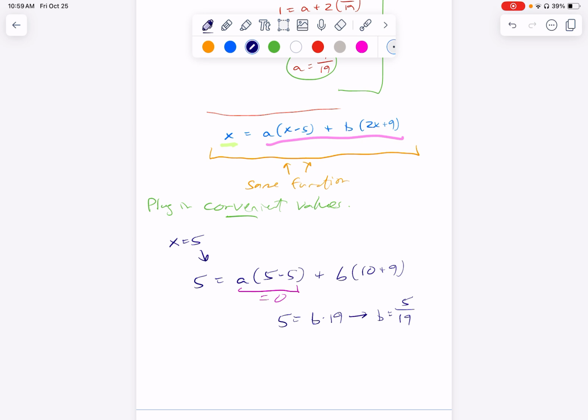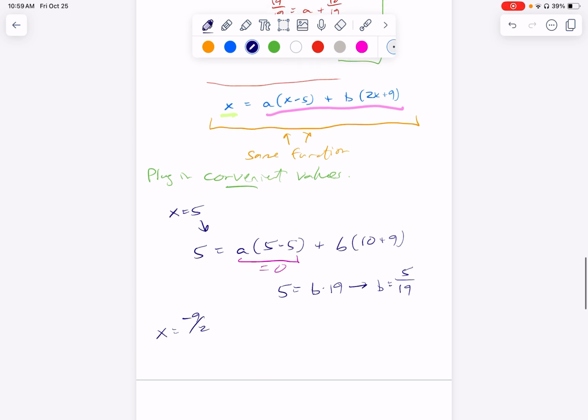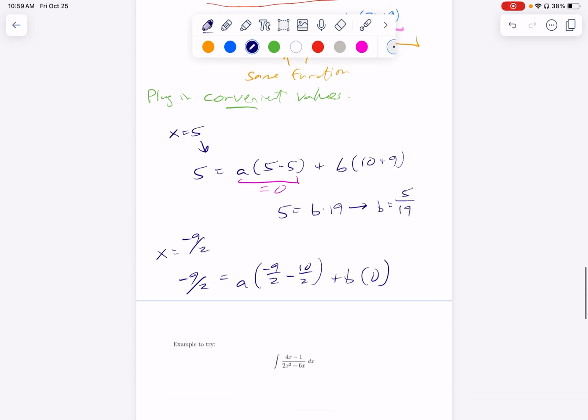Now, if I wanted to find a, I could look at this one and plug in something convenient. And maybe it doesn't feel quite as convenient. It's not quite as simple. But if I plugged in x equals negative 9 halves, I would have negative 9 halves equals a times negative 9 halves minus 5. I'm just going to create that common denominator already. Plus b times, right? And I pick that so I get 0.